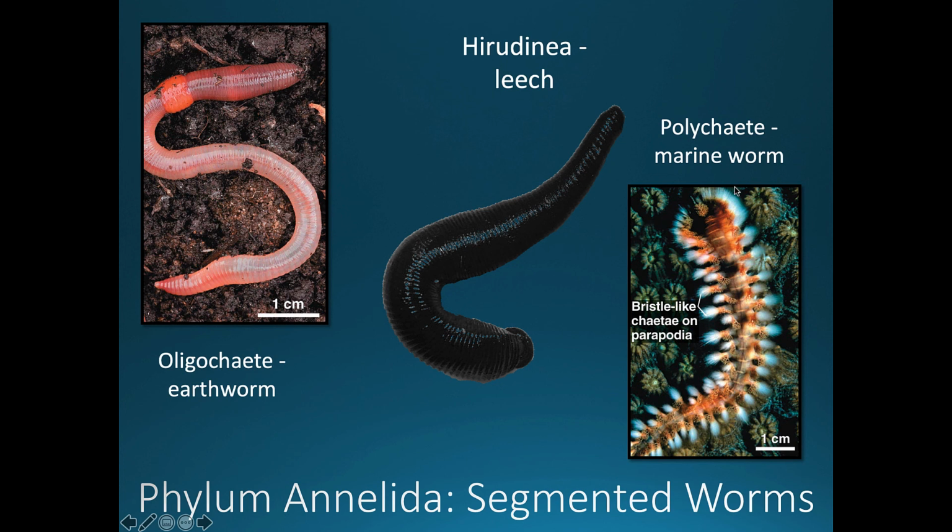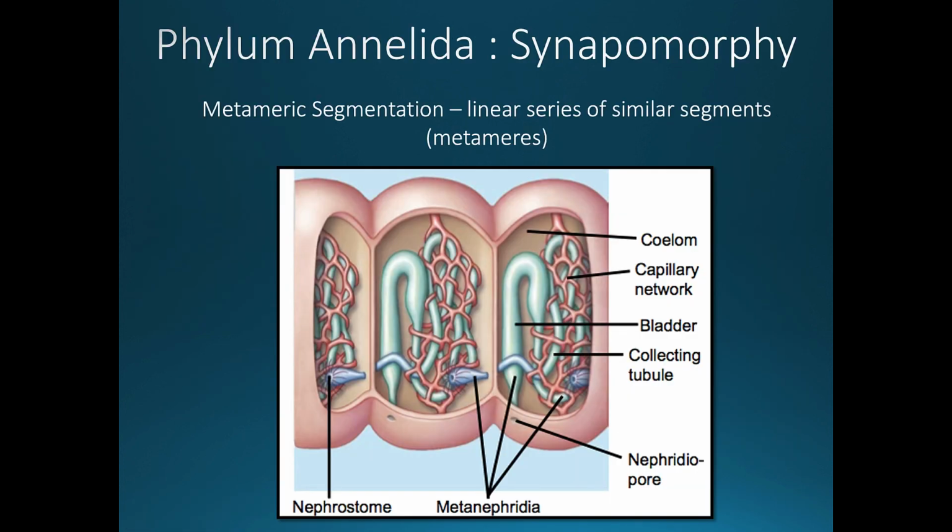As they are segmented worms, it probably will not be surprising to learn that their main synapomorphy is that they have these linear arrays of similar segments. And so here you see each of these segments have a very similar structure found in each of them, including an open space, the coelom, a capillary network, and the excretory system here.